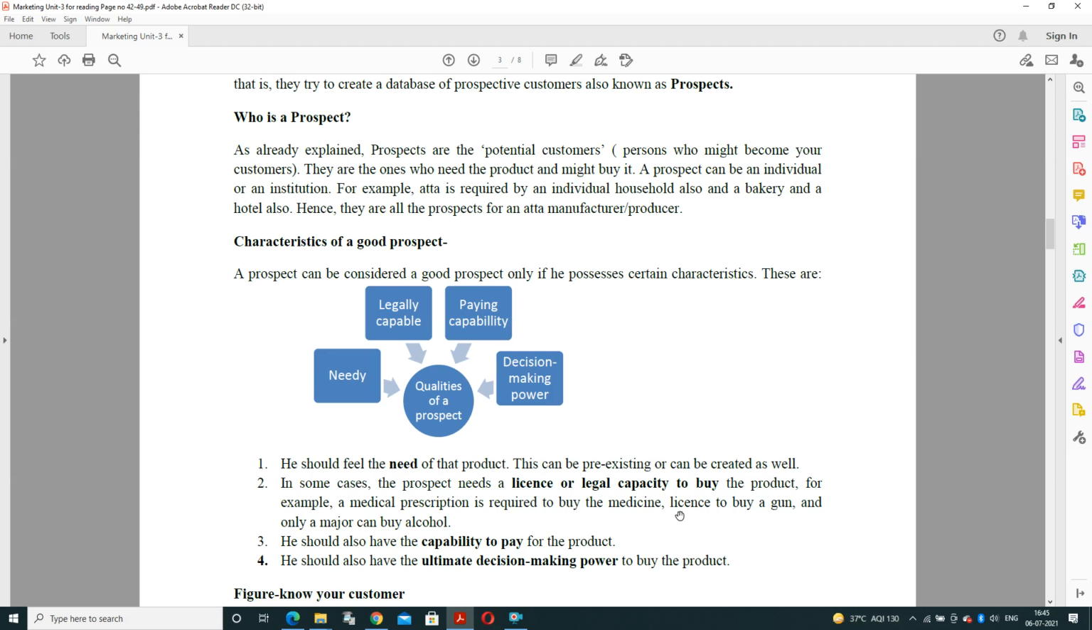Like you are moving through a market, you are looking at a product and a salesman tries to sell it. If you tell the salesman, I'll discuss it at home, afterward I'll take it, then it is not a good prospect. And if you are your own decision maker, you have to decide whether to buy or not to buy. In that case, you are a good prospect for a company.